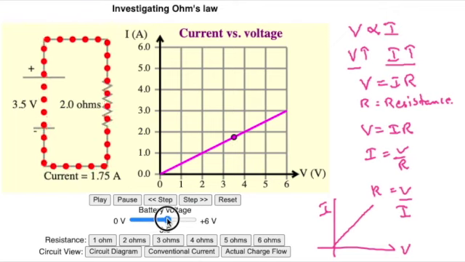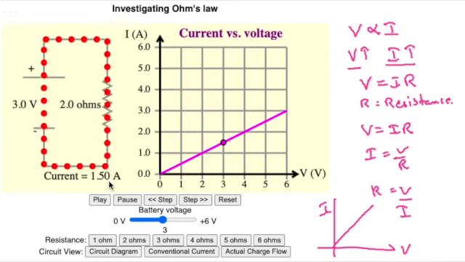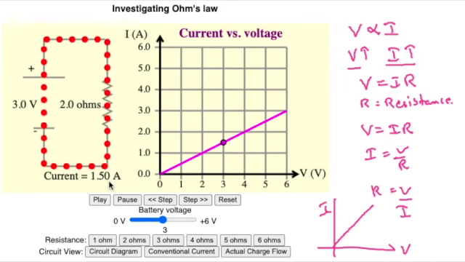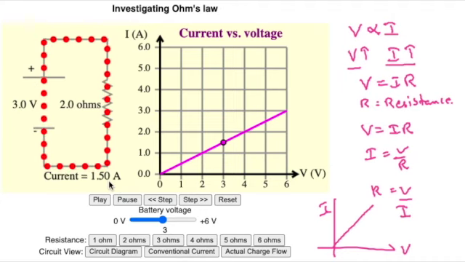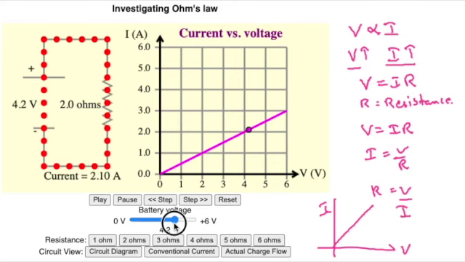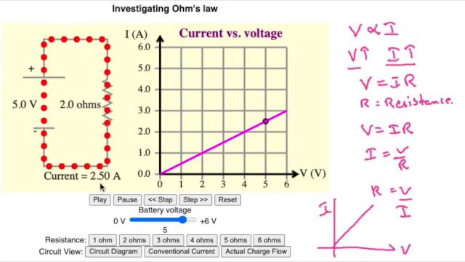Let me increase to 3 volt. If I increase to 3 volt, the current is 1.5. And please observe the current is increasing. The animation is also moving faster when compared to the lower voltages. If I increase to 4 volt, see the current is 2 amps. And please observe I kept the resistance constant. If I increase to 5 volt, see here the current is 2.5.